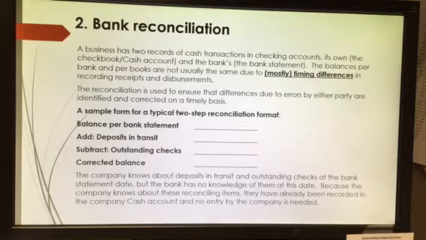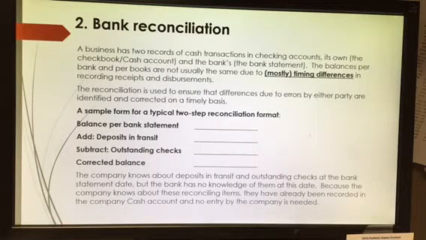A company generally has two records of cash transactions in its checking accounts: its own, that is the checkbook, and the bank statement. The balances, according to the bank and according to the books, are not usually the same because of what are called timing differences in recording receipts and disbursements.